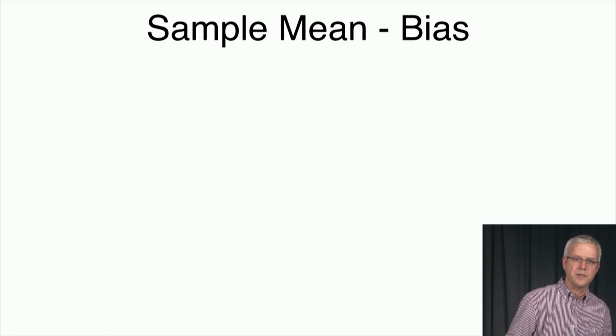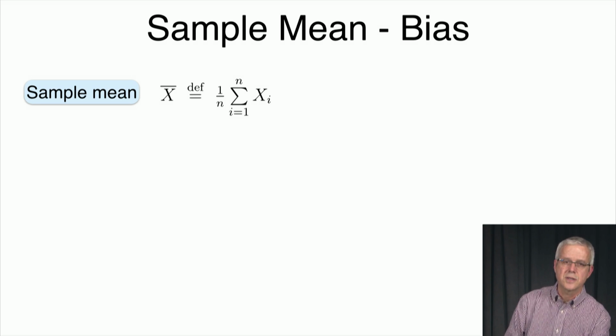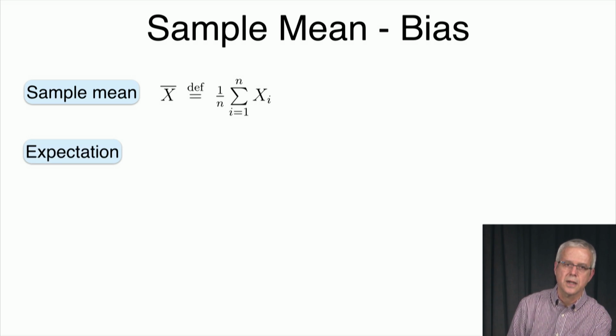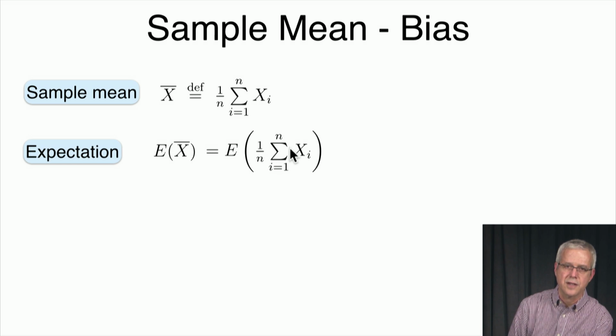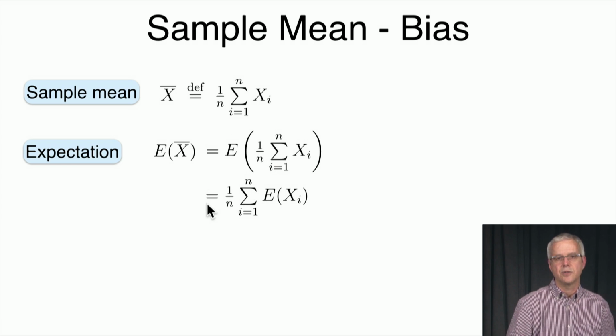Okay, so first let's evaluate the bias of the sample mean. So the sample mean, as we said, is just the average of our n samples. And what is its expected value? Its expected value is just the expected value of this average. And by the linearity of expectation, we can take 1 over n outside of the expectation and also take the summation outside of the expectation. So it's going to be 1 over n times the summation of the expectation of xi.